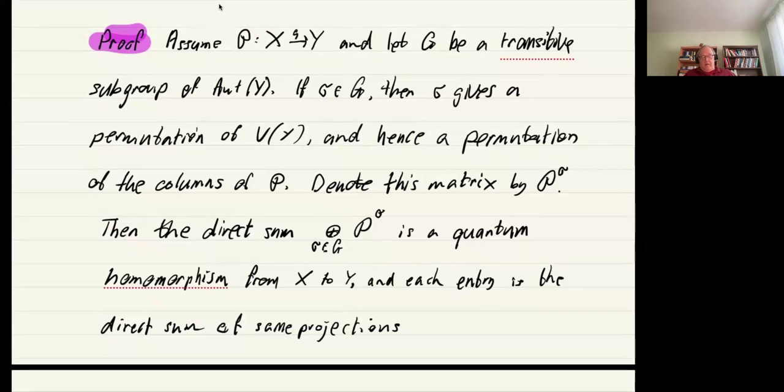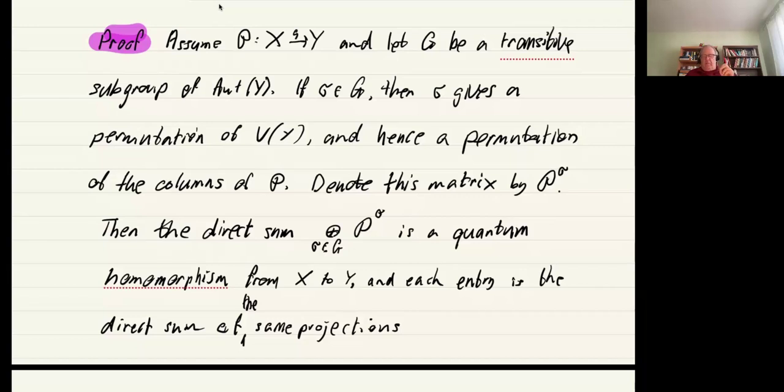Now I've got a choice of sigmas, then I take the direct sum of the homomorphisms p to the sigma for sigma in my group G. Now it's a direct sum, so that's a quantum homomorphism by the exercise I listed before. And each entry is the direct sum of the same projections. In fact, the number of times the projection occurs will be equal to the size of the stabilizer of the vertex of the group. We don't really need that, so I'm not going to say anything more about it.